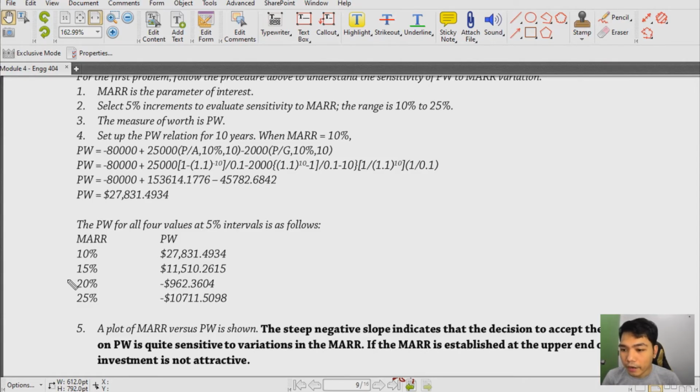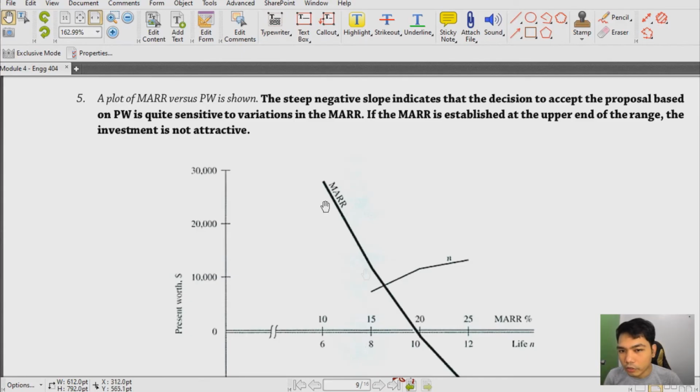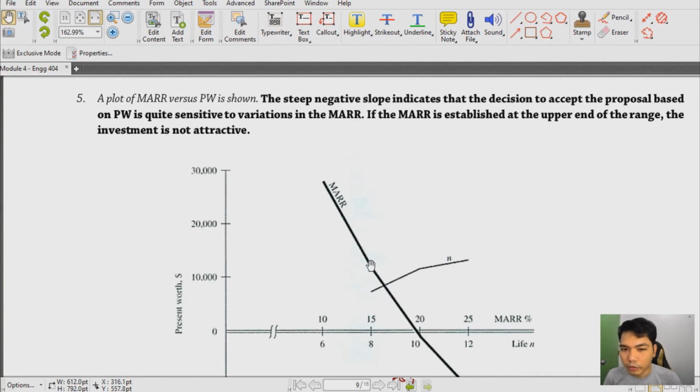So therefore, the MARR is not the variable that we really have to modify because it is very sensitive with regards to the present worth of the machinery. So parang ganon. Actually, we can plot this. Ito na yung plot niya. And then as you can see, sa MARR natin, it's around 20%. So, I think this is not 20 but around 19%. So, nagkaroon na tayo ng negative na present worth. So, from this, hindi suggested na yung MARR natin is parang ma-adjust pa in that case.